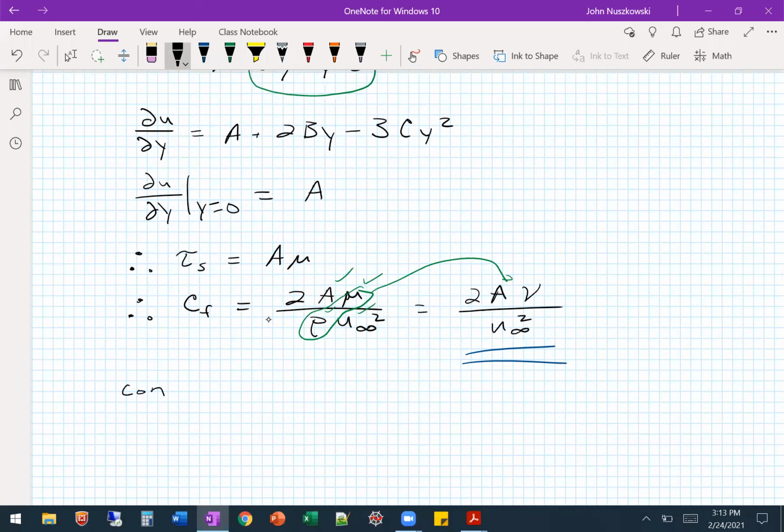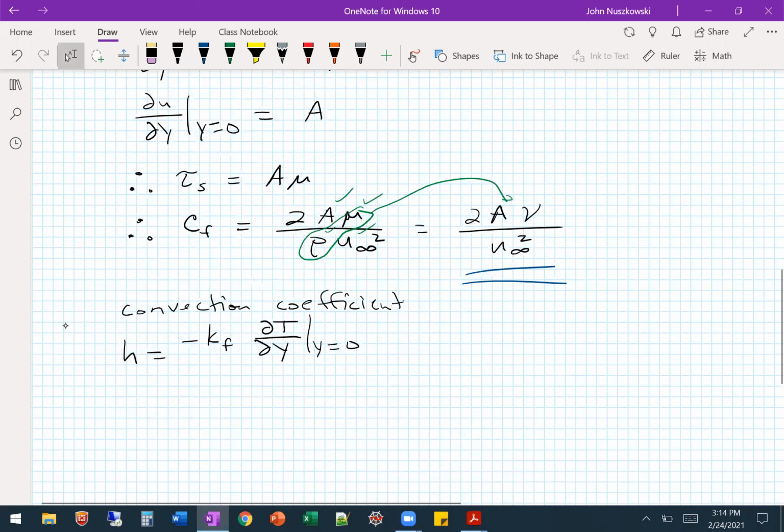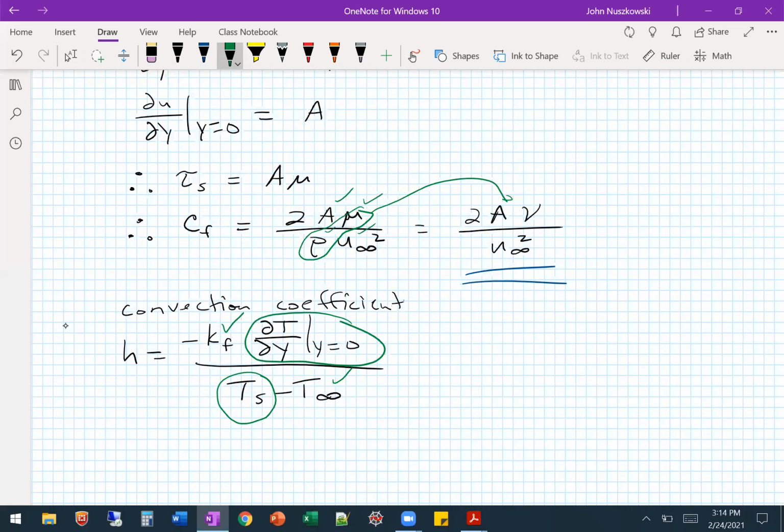And then we have now the convection coefficient. Our equation for that involves the temperature profile. Actually, let's do it the same way I did above. It looks like that. So when we look at this one, we have the thermal conductivity of the fluid, so that's allowed. T infinity was allowed. Temperature of the surface isn't. Or, again, the dT/dy at y equals 0 is not allowed again. So we've got to find that one out.